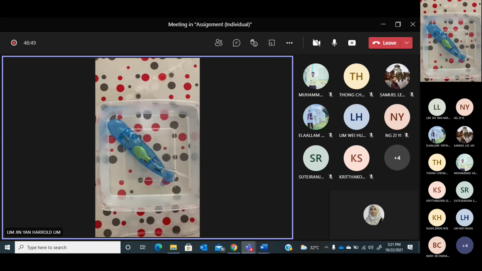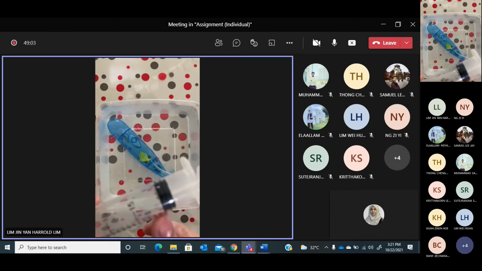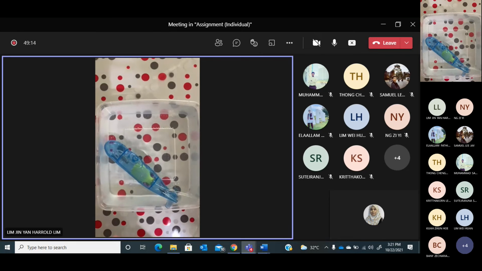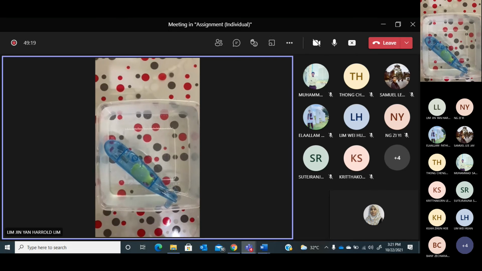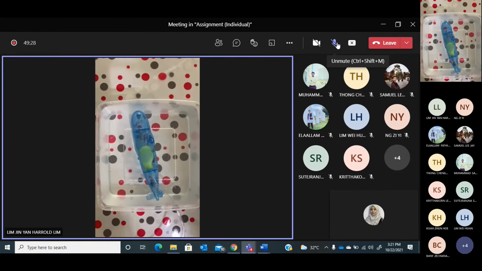Then I will repeat the experiment using 20 cm cube of air. Now you can see the 20 cm cube of air in this string. Now I pump it into the submarine, and the submarine floats on the surface of the water. The submarine floats because the buoyant force is equal to the object's weight. This experiment is also the same as the ship.